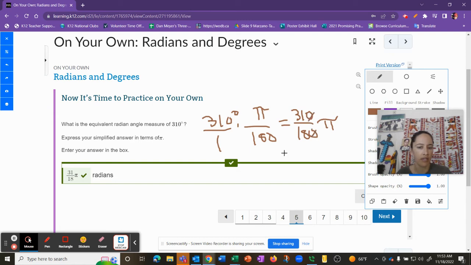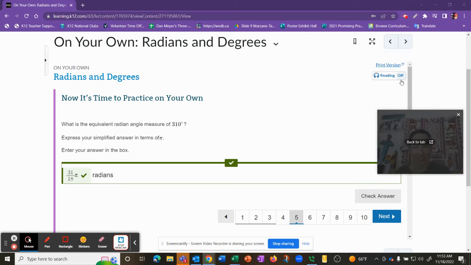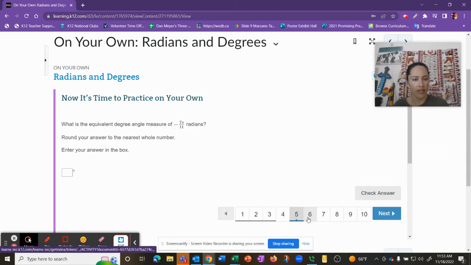Then you divide out the zeros, and 31 is prime. A prime number only has 1 and itself as factors, and 18's factors are 3 and 6 and 2 and 9. 18 is not prime, but 31 is prime, and 18 is not a multiple of 31. So we're done. Okay, cool.